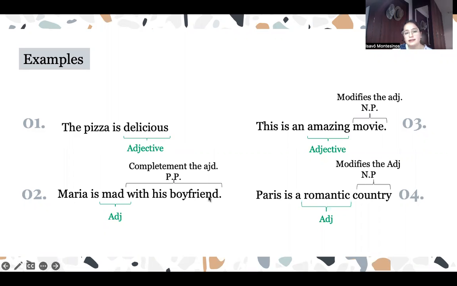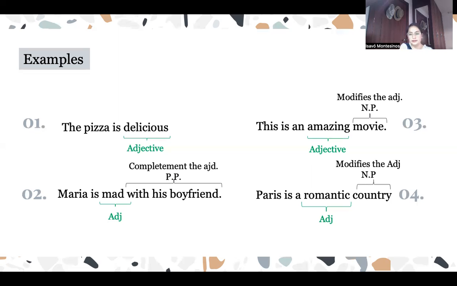Maria is mad with his boyfriend. Mad is the adjective, and with his boyfriend is the prepositional phrase. This is an example of an adjective followed by a prepositional phrase because the prepositional phrase works as the complement of the sentence.